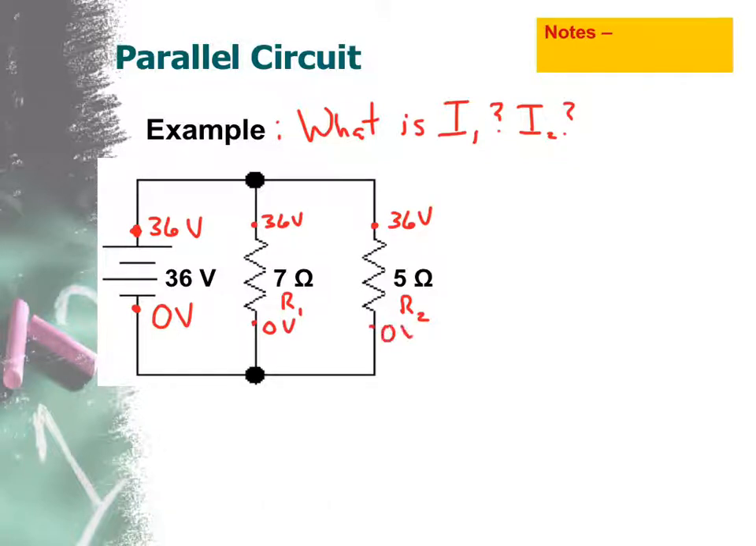So hopefully you can quickly see that the voltage difference across the resistor is 36 minus 0. The voltage difference across this resistor is 36 minus 0. That's not what we had in the series circuit, was it? We had different voltages. So we can say that V1 equals V2, which equals 36 volts. That is the voltage change, or voltage difference, across each resistor.